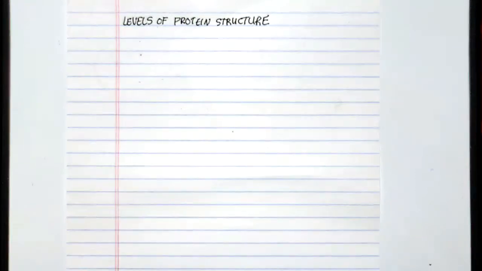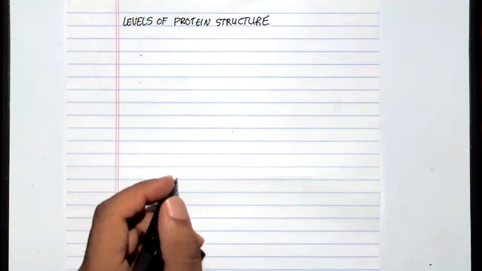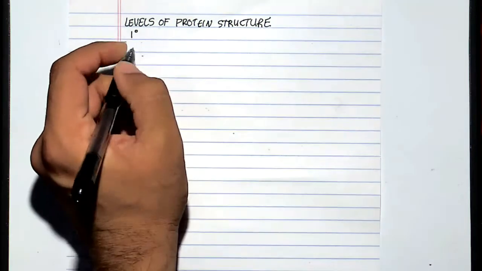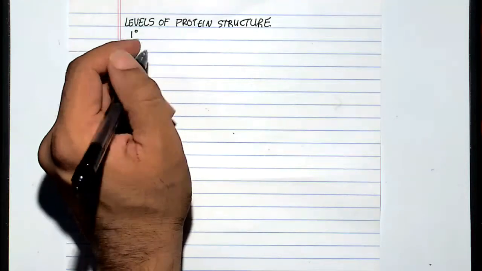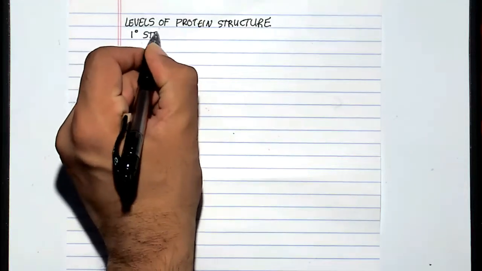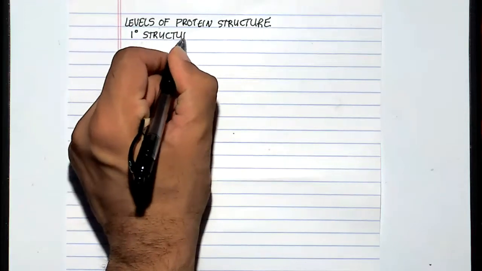Just a brief video lecture on the different levels of protein structure. We have primary structure, secondary structure, tertiary structure, and quaternary structure. So first, let's talk about primary structure.